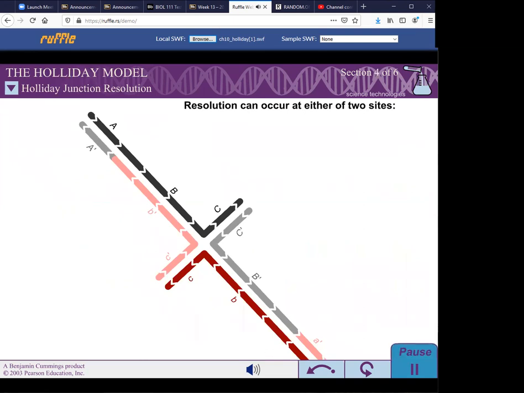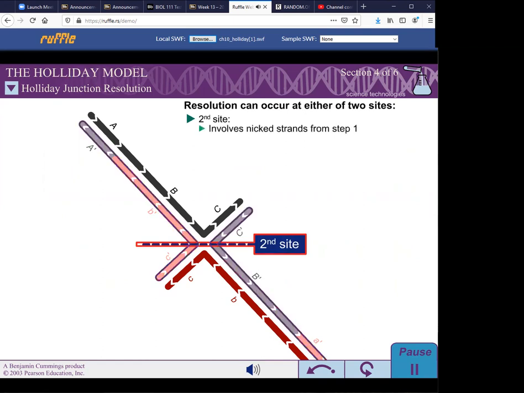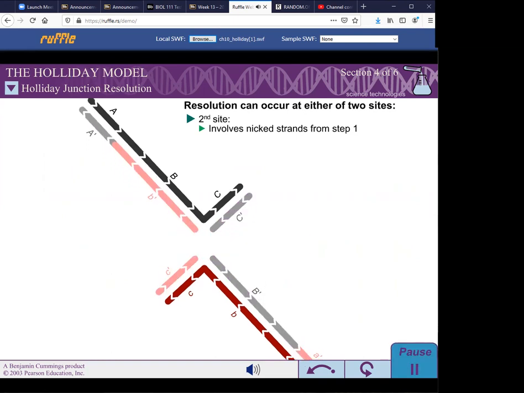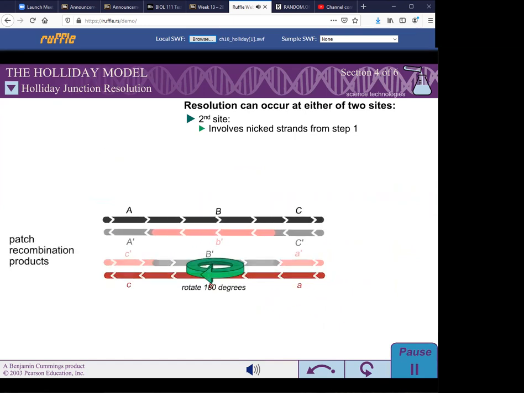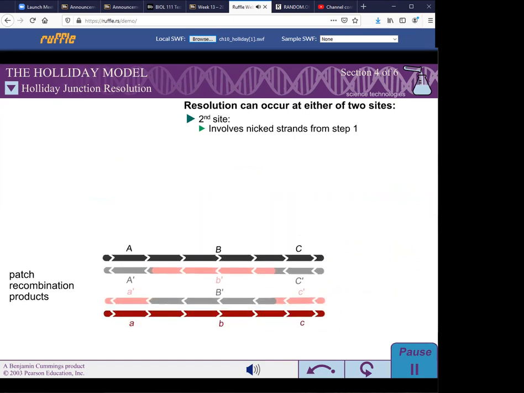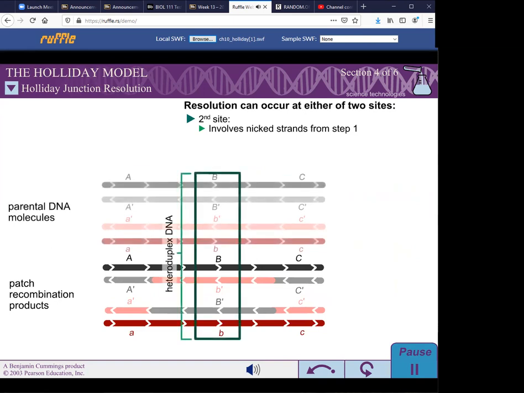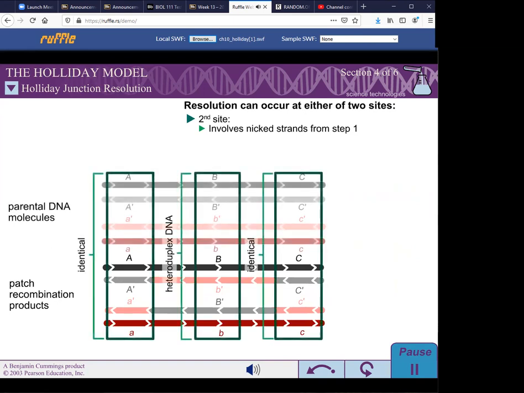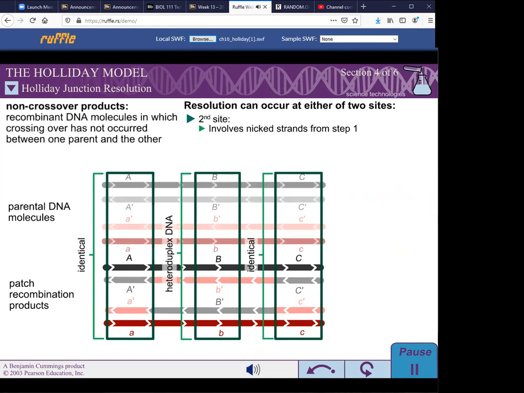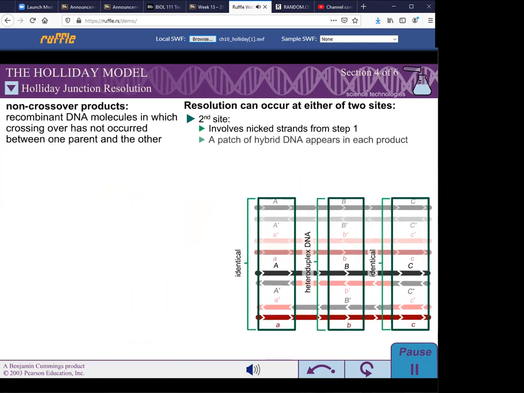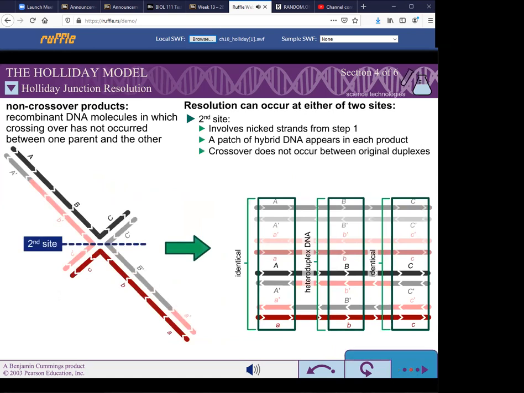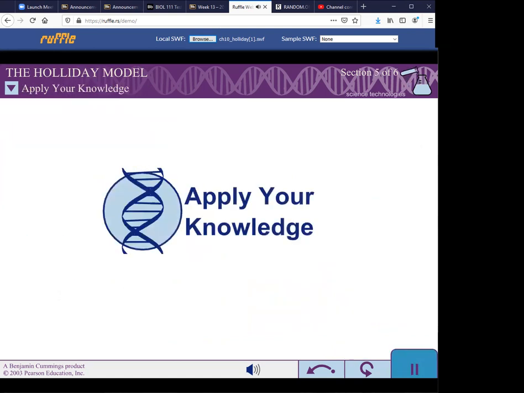The second possible cut site occurs in the pair of strands that were nicked during the first step of recombination. These strands can be easily identified because they each consist of a mix of colors at this point in the model. The resulting duplexes are called patch recombination products because they contain a patch of hybrid DNA. Since the A and C alleles are still present together on one of the product DNA duplexes, these products are also called non-crossover products. How well do you understand the Holliday model?